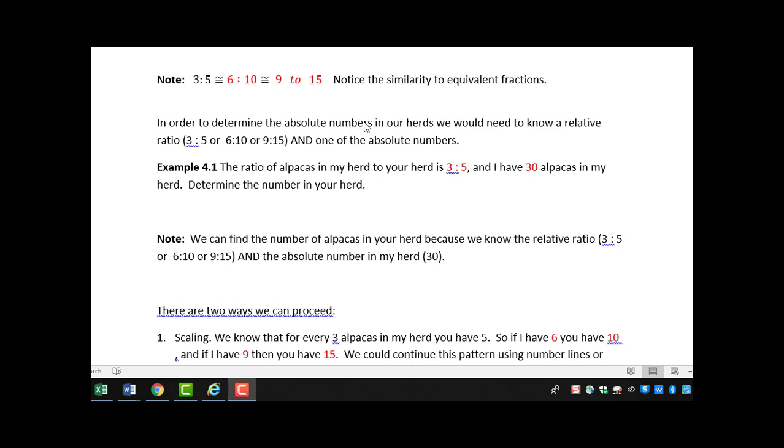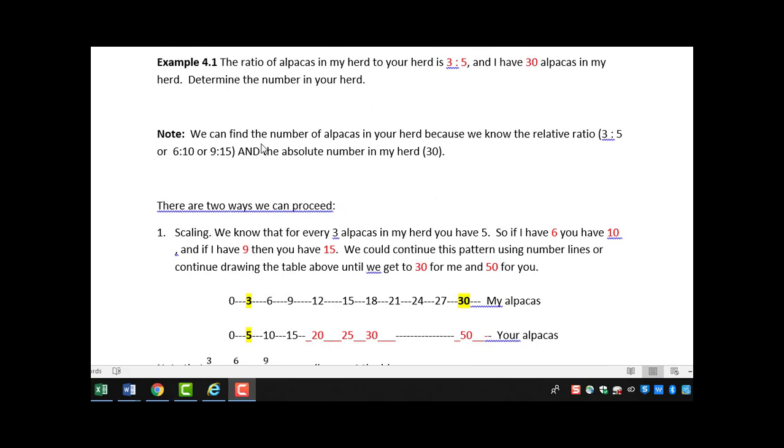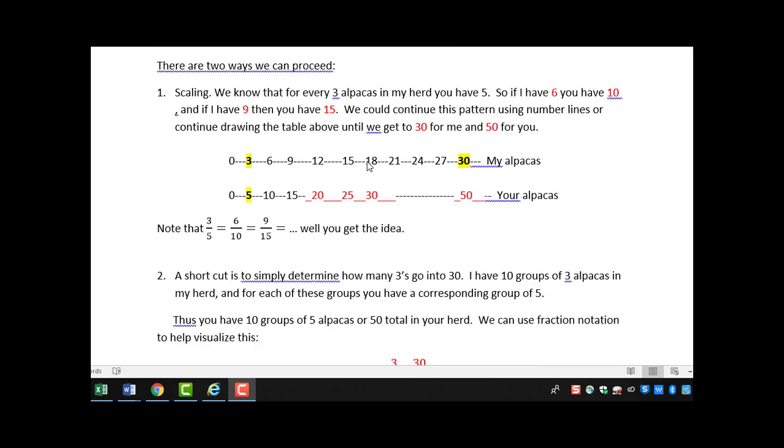Now, if you want to know the absolute number in our herds, you need to know the relative ratio, in other words, any one of these ratios, and one of the absolute numbers. So here's an example. The ratio of alpacas in my herd to your herd is 3 to 5. If I have 30 alpacas in my herd, determine how many are in your herd. With this information, we can find out how many are in your herd because we have the ratio and one absolute number. Now, there are 2 ways to proceed.